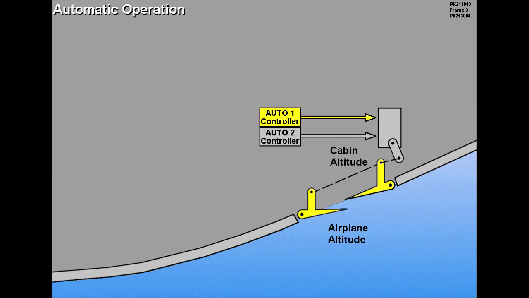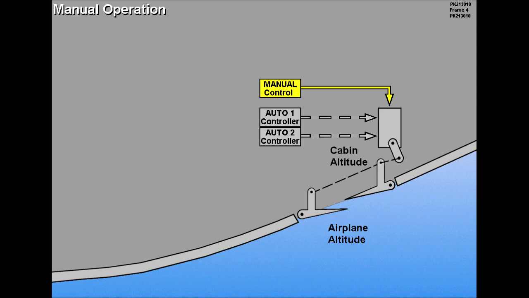One controller is selected, and the other is armed to take over should the selected controller fail. The pressurization system automatically conducts a self-test of the armed controller during landing. In manual, standby DC power is used to position the outflow valve.